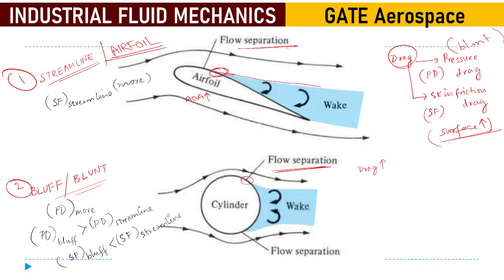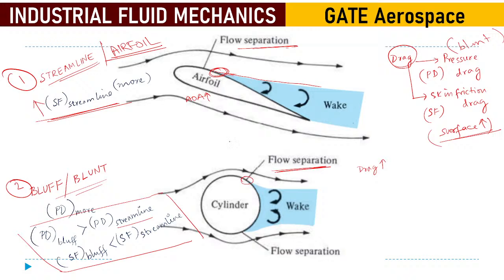Now if I compare the two different objects presented here, the airfoil and the cylinder or blunt body, what can you predict? The streamlined airfoil will create a measure of skin friction drag, because its surface area is more as compared with the cylinder. You agree with me? So for the airfoil the skin friction drag is going to be more as compared with the blunt body, whereas the blunt body or bluff body will have a measure of pressure drag as compared with the streamlined body.